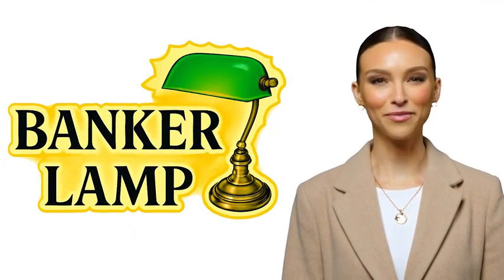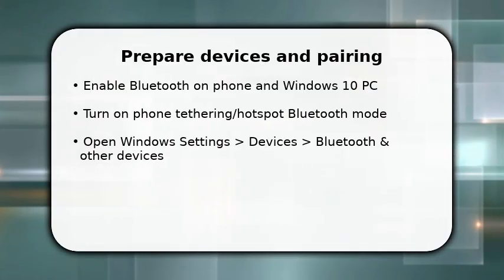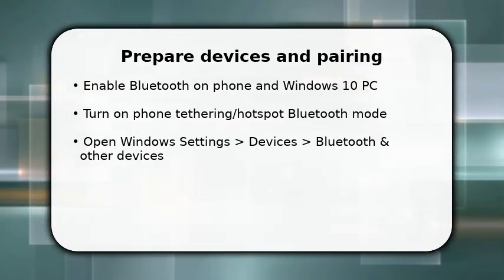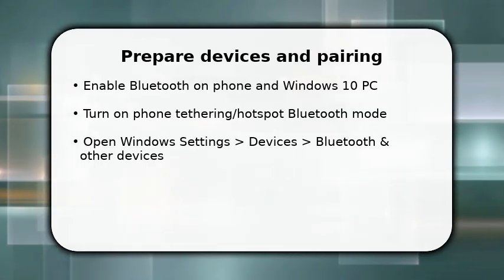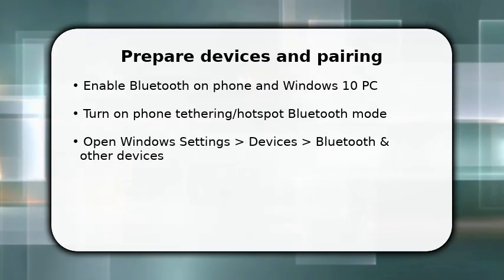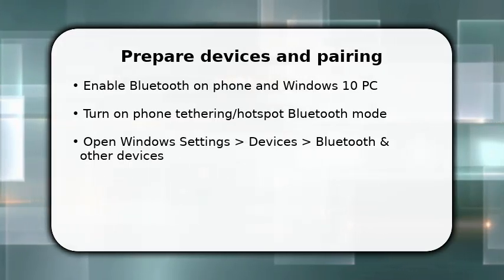Please enjoy the video. You start by enabling Bluetooth on both devices and turning on Bluetooth tethering on your phone so Windows can see a network source. Once done, open Settings, Devices, Bluetooth and other devices on your PC and click Add Bluetooth or other device.